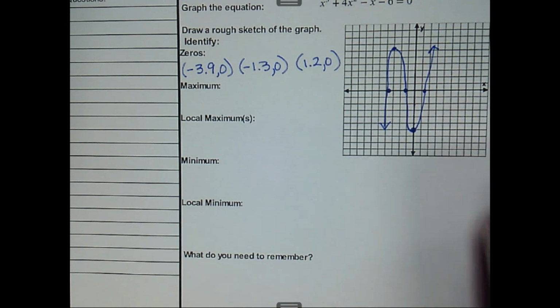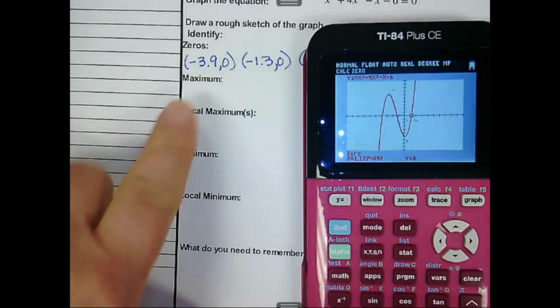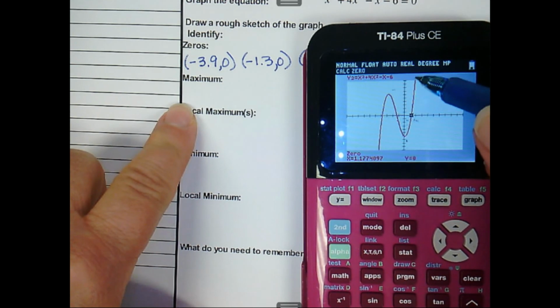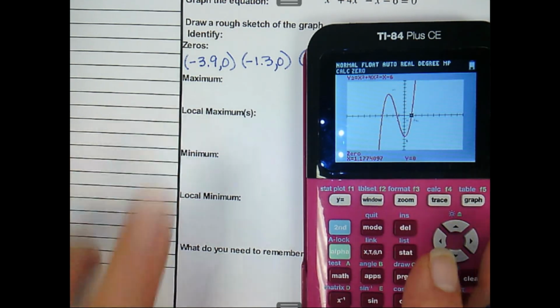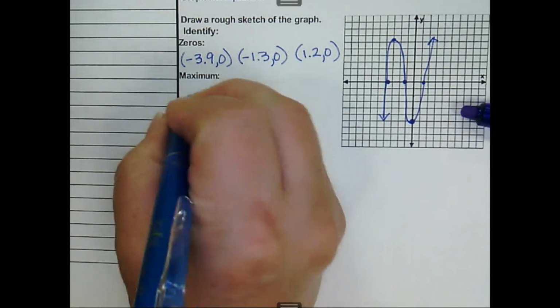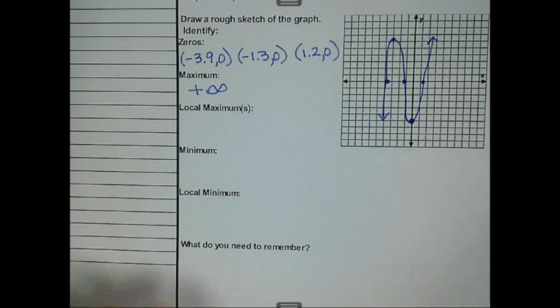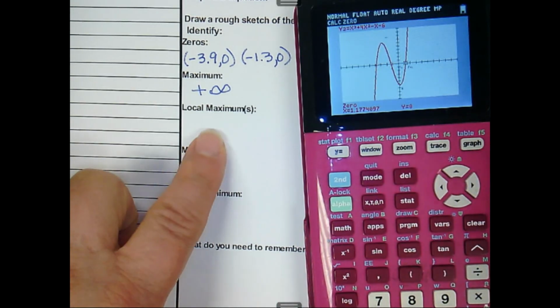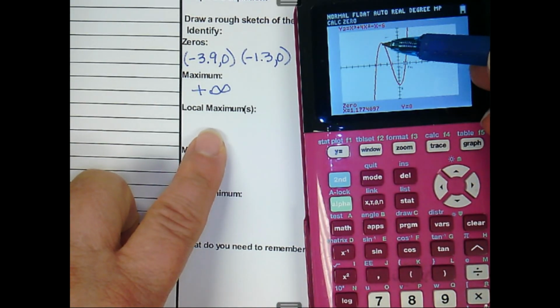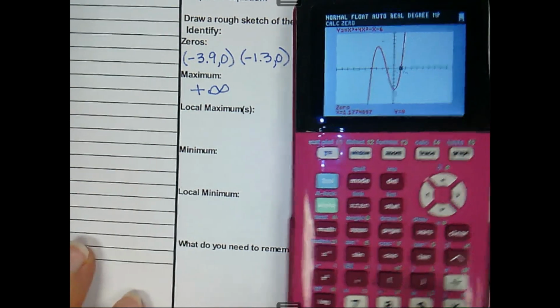Okay, so as I'm looking at the graph, the maximum, where does it go? Well, it goes clear to infinity. So our maximum is positive infinity. A local max is found right here. This is where it's positive and it changes into a negative slope.